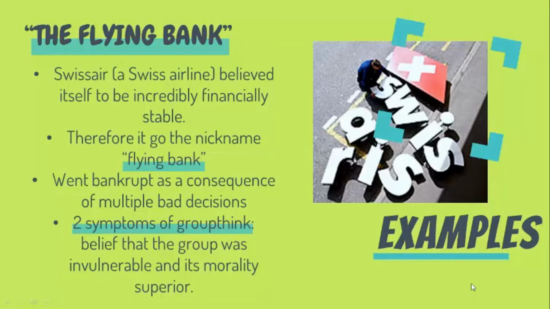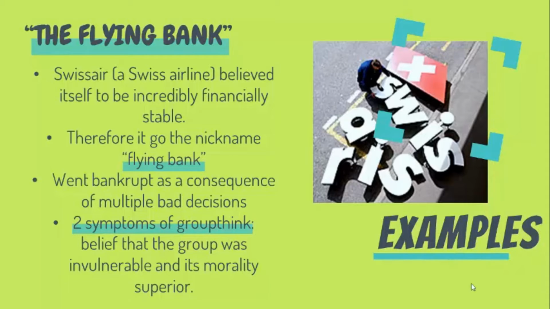So, the first example is known as the Flying Bank. It is a Swiss airline that believed itself to be incredibly financially stable. Therefore, it got the nickname Flying Bank. It went bankrupt as a consequence of multiple bad decisions. Everything that is on the slide and the decisions that made it go bankrupt were heavily influenced by groupthink.